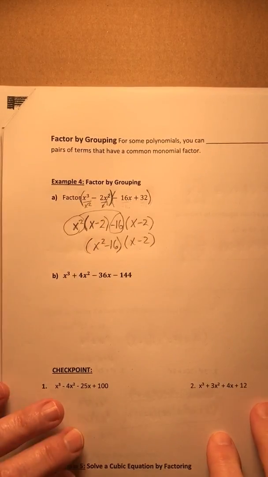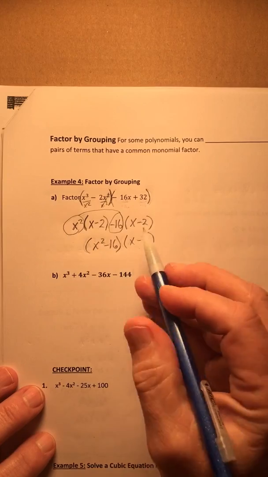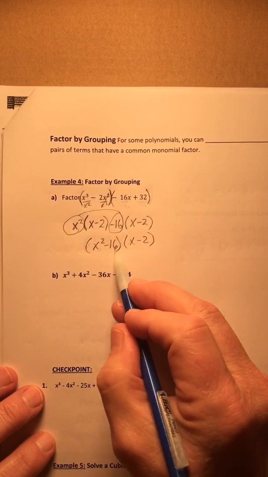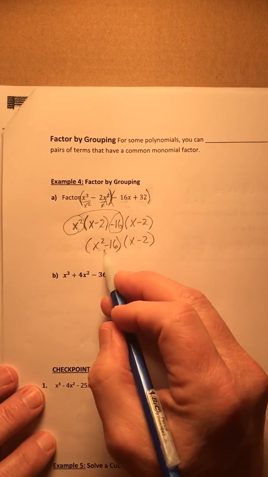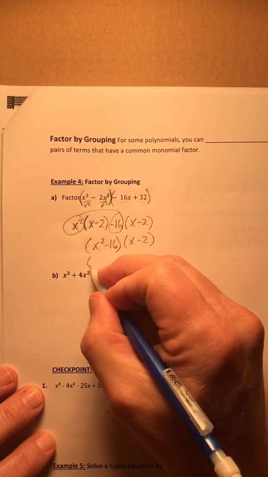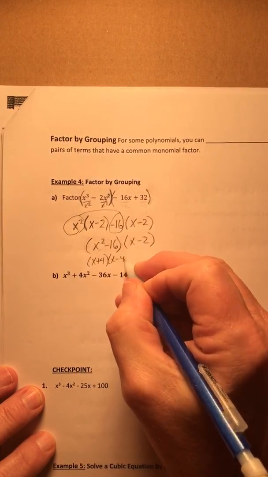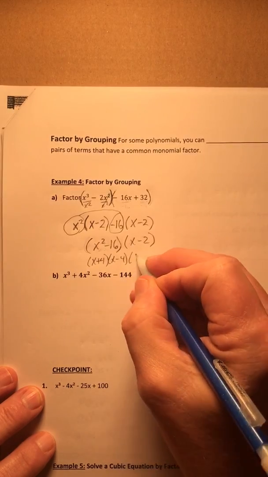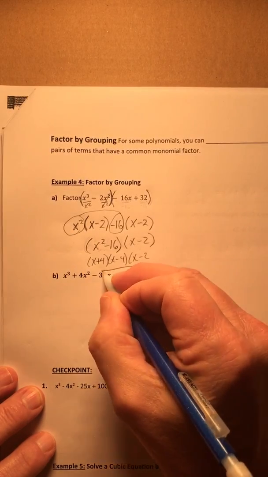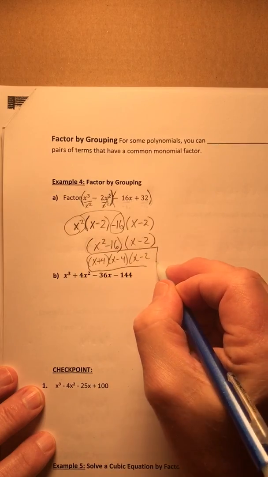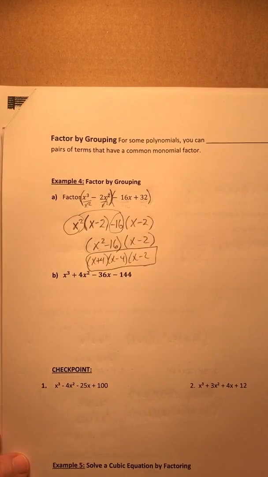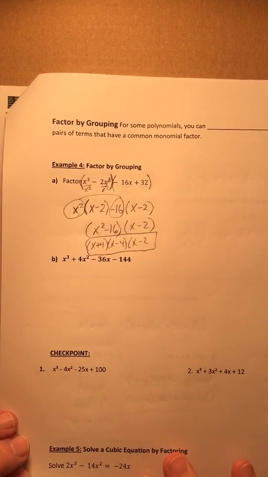Now to factor this out completely, we're not done, because we see we've got the difference of two squares here. So this we can factor out to x plus 4 times x minus 4, and then bring down our x minus 2. And now it's factored out completely. So if it asks you to factor it out completely, make sure you do that.